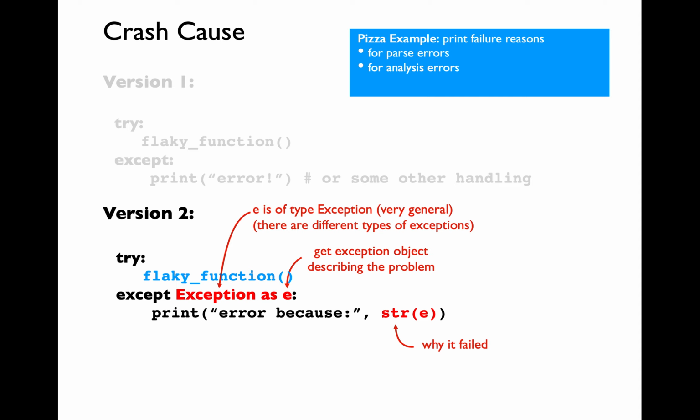What type is going to be the object instance e here? It's going to be of the type called Exception, where E is capitalized. Exception is a very general type in Python. The majority of the errors that you encounter will belong to this blanket category of exception.